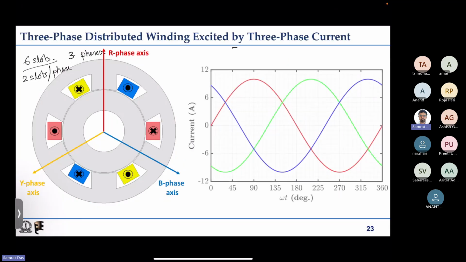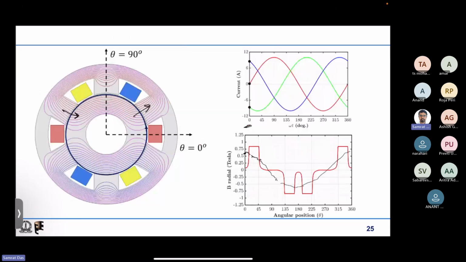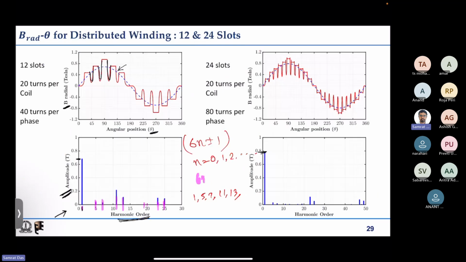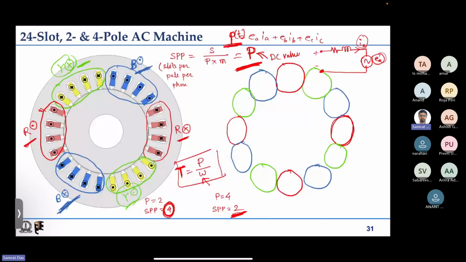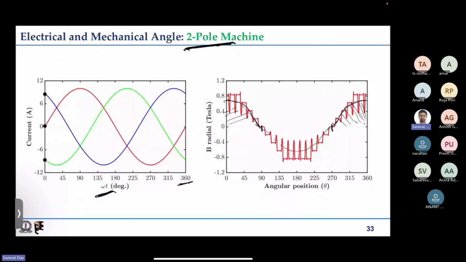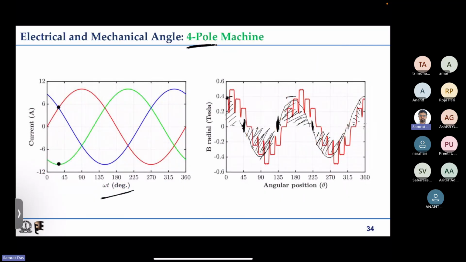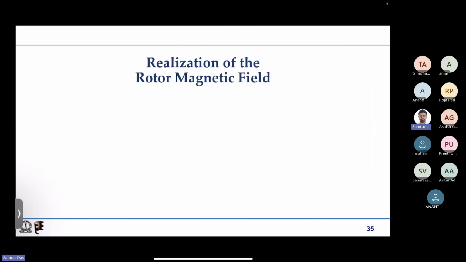So next day we will go into the rotor magnetic field, and that will bring the differences between the different machines. The realization of the stator magnetic field is over. Now the critical portion that will clearly discriminate between the three types of traditional machines that we have: DC machine, synchronous machine, and asynchronous or induction machine. How we realize the rotor magnetic field will mark the differences between them.